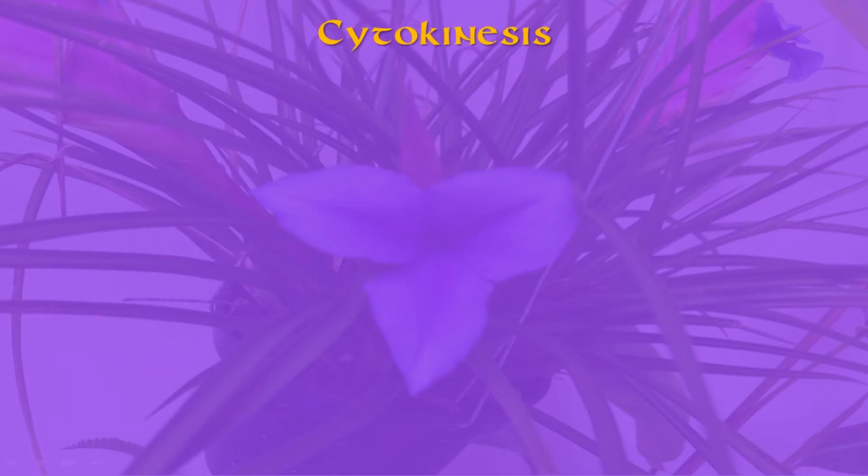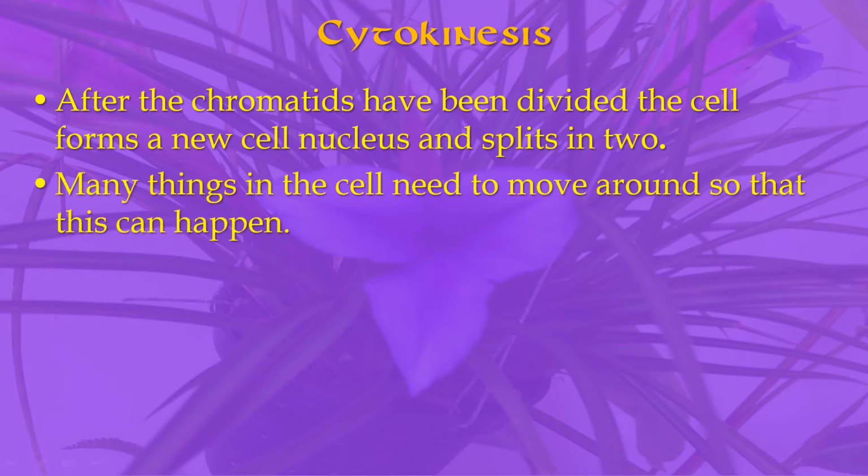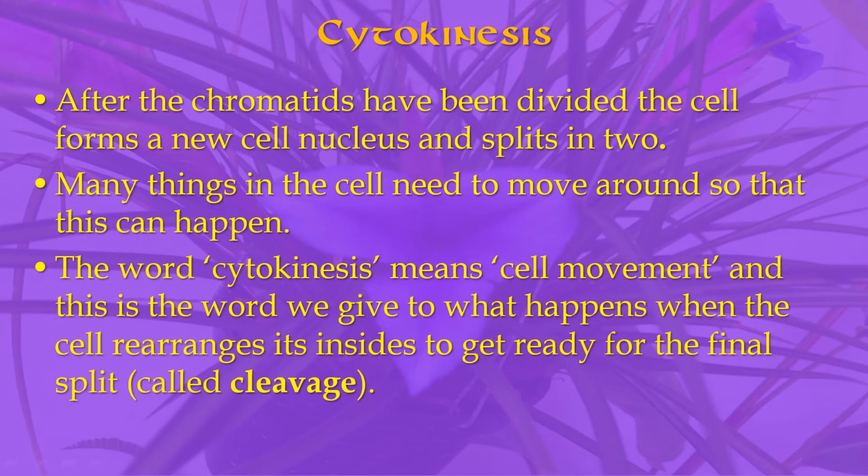Let's briefly again mention the process of cytokinesis. After the chromatids have been split, the cell has to form a new nucleus and split into two, and this requires a lot of things to be moved around inside the cell. So cytokinesis is a word that means cell movement, and it's the word we give to the process of the cell rearranging itself inside to prepare for the final division, and that final division into two cells is called cleavage.